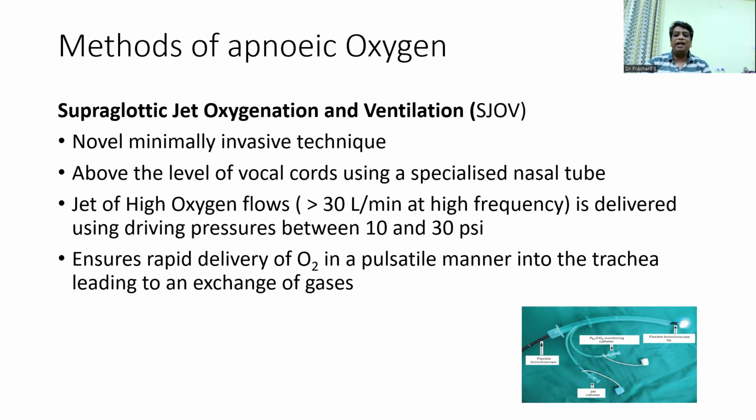Here they take a specialized tube. It has two ports, one for jet oxygenation, the other one for carbon dioxide monitoring. They give a jet of high oxygen, say more than 30 liters per minute with a high frequency, delivered using a driving pressure between 10 to 30 psi. This is placed just above the vocal cords and it delivers oxygen in a pulsatile manner into the trachea, which leads to the gaseous exchange.